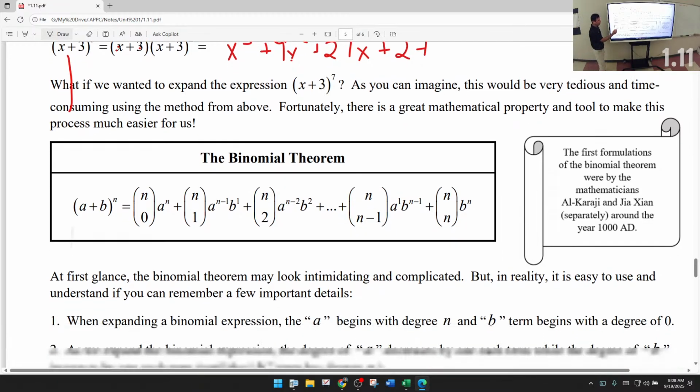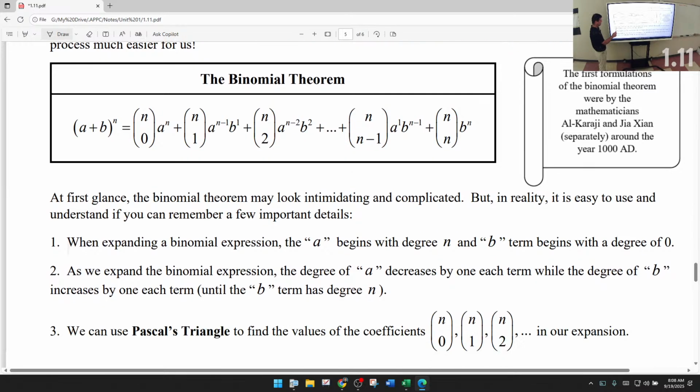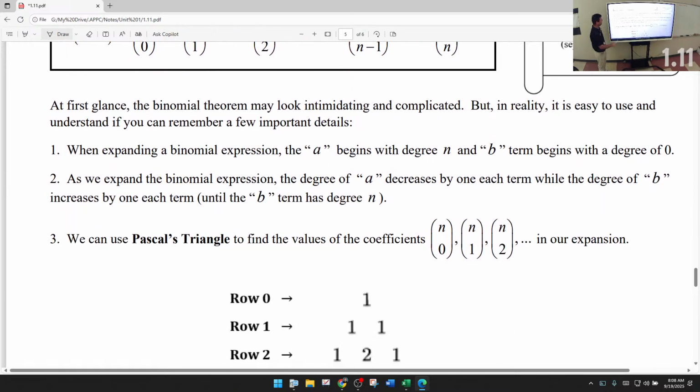So here's the binomial theorem. I'll pass that up, okay? Because again, you can kind of see it looks a little worse, okay? The first formulas of the binomial theorem were found by mathematicians around 1000 AD. Who cares? That's not a test question, right? At first glance, the binomial theorem may look intimidating and complicated, but in reality, it's easy to use and to understand if you remember a few details.